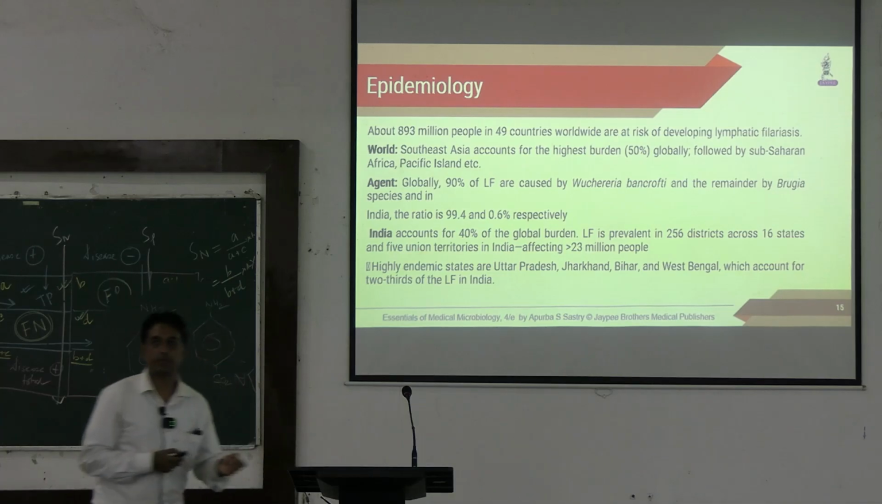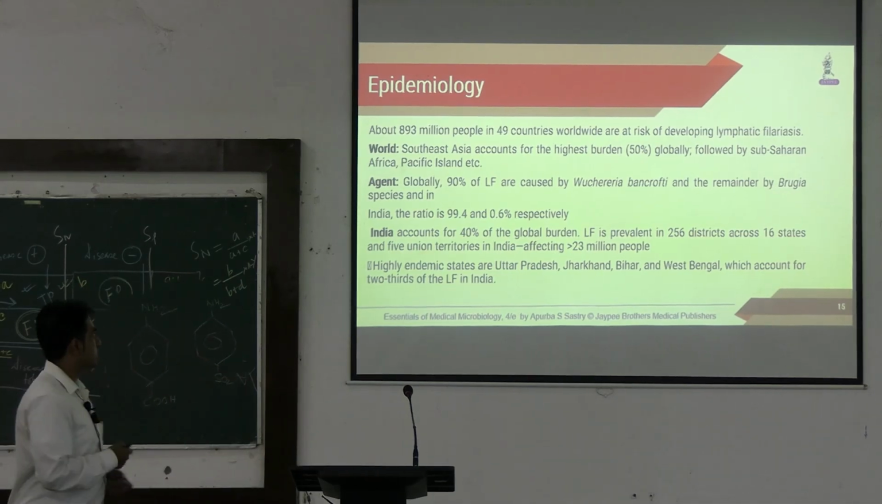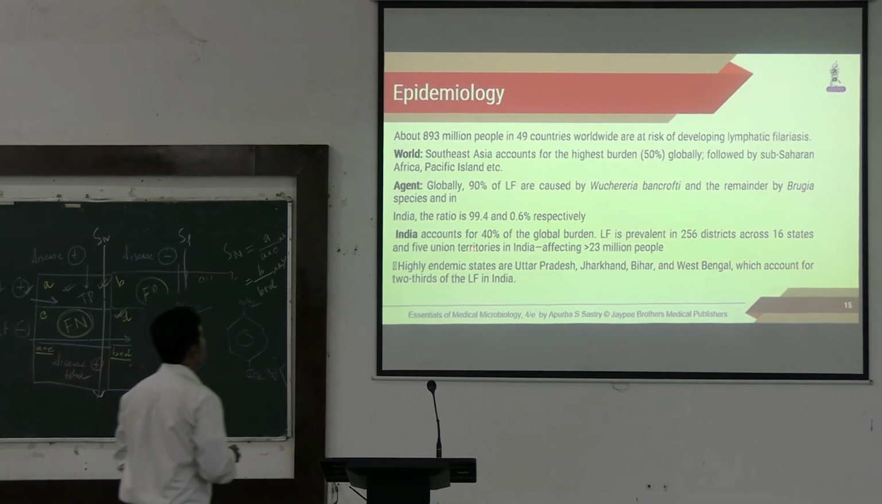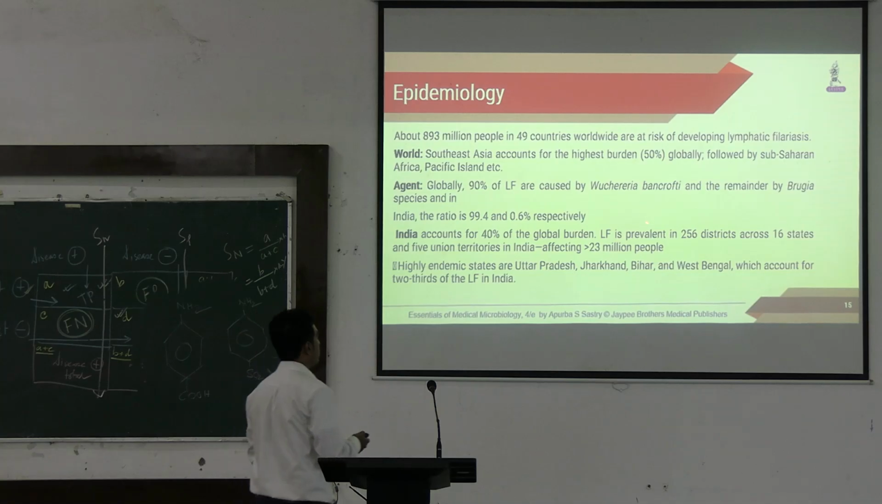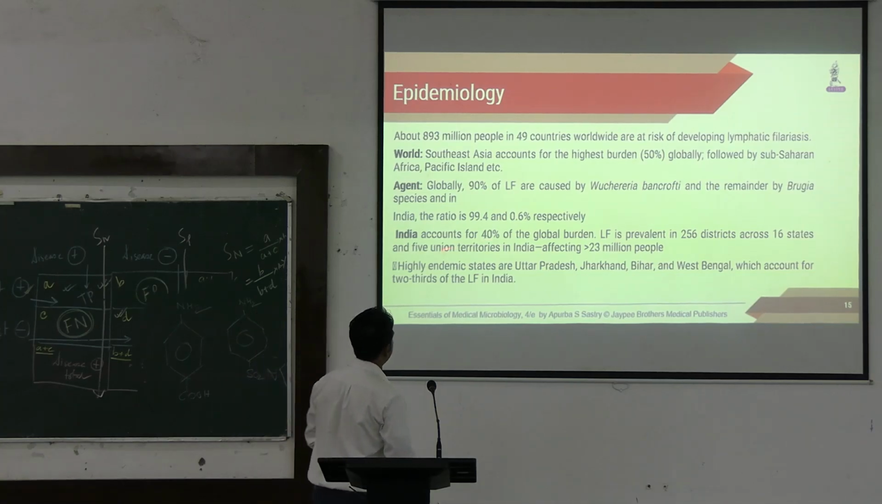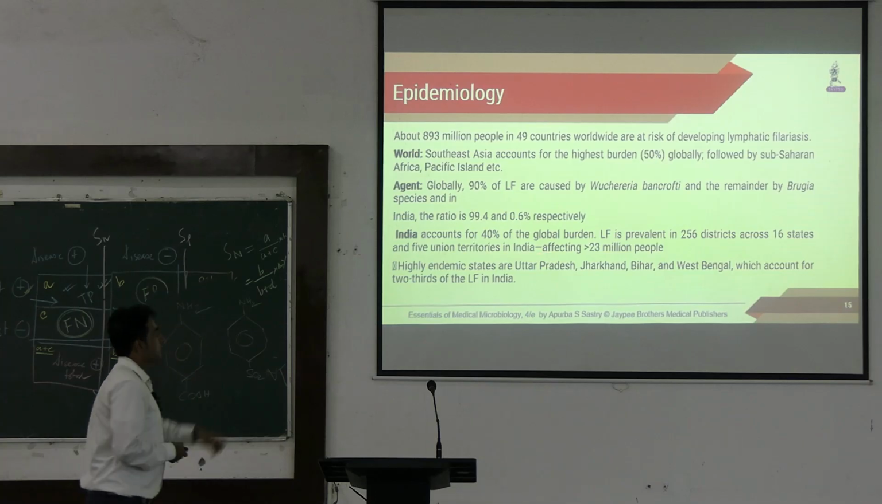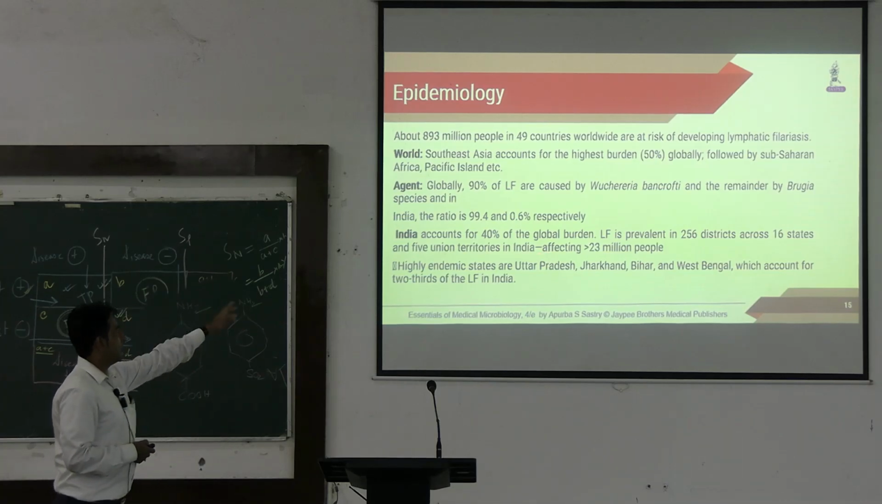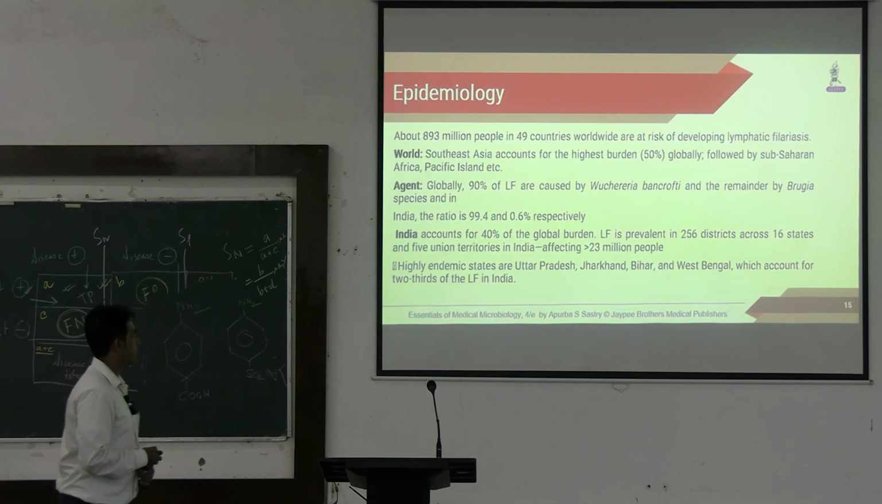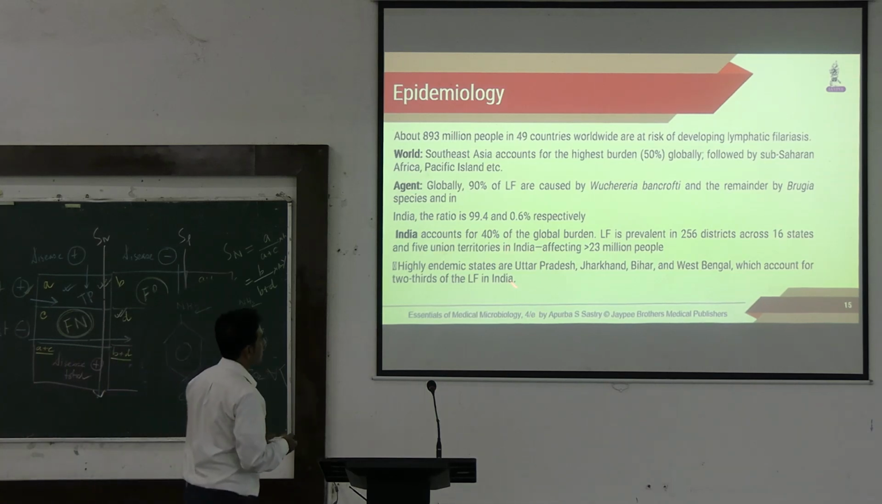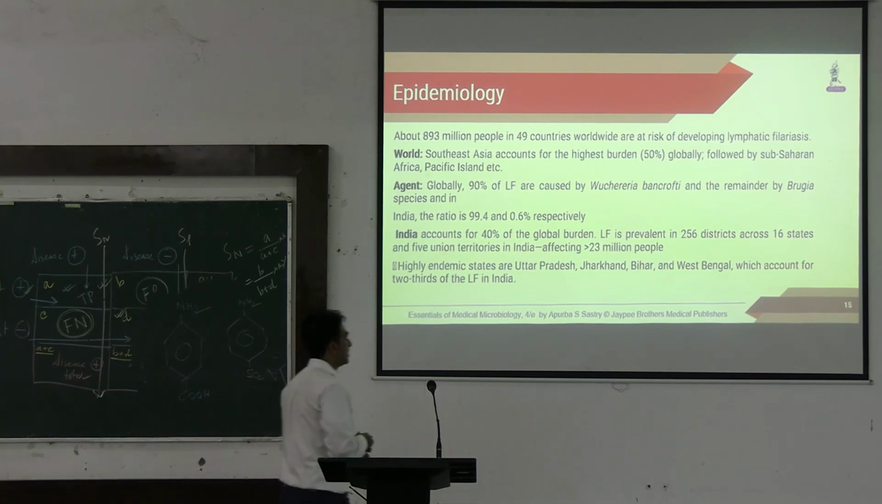So, filariasis is predominant mainly in Southeast Asia, and globally 90% of this is caused by Wuchereria Bancrofti, and in India the ratio is 99.4% and 0.6%. So, we can see almost 100% of the cases are caused by Wuchereria Bancrofti in India, and India accounts for 40% of the global burden of lymphatic filariasis.